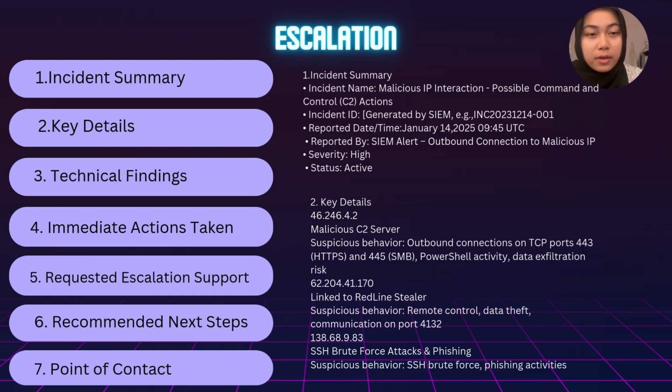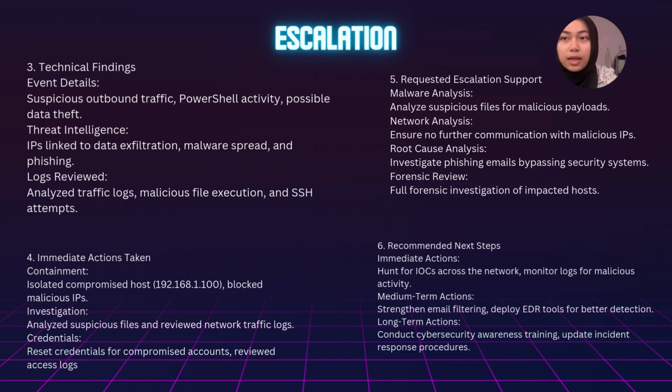The key details still use the same IP addresses. For IP1, the suspicious behavior is outbound connection on TCP port 443. For IP2, the suspicious behavior is remote control and data theft communication on port 4132. For the third IP, the suspicious behavior is SSH brute force and phishing activity. Third is technical findings. The event types are suspicious outbound traffic, PowerShell activities, and possible data theft. Log review: analyze traffic logs, malicious file execution, and SSH attempts.